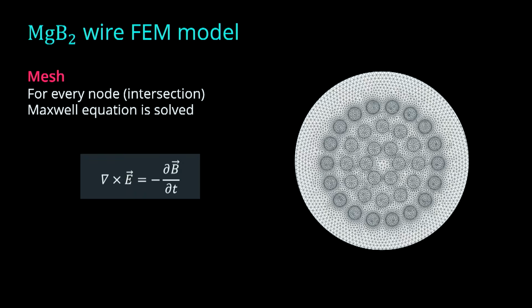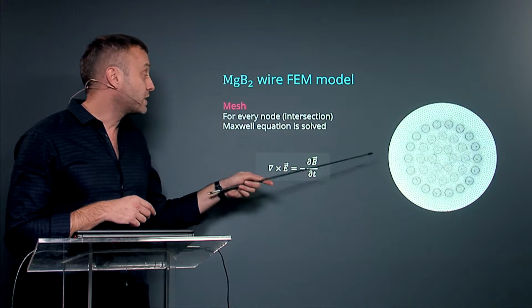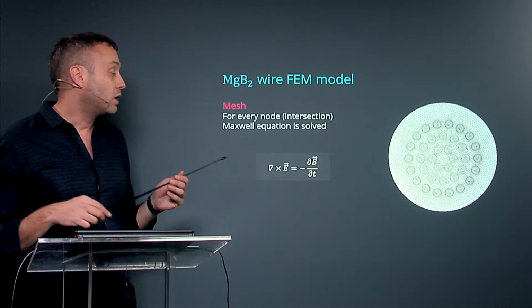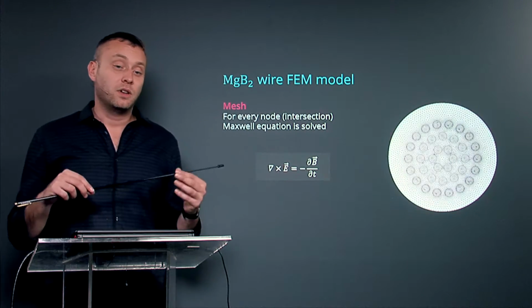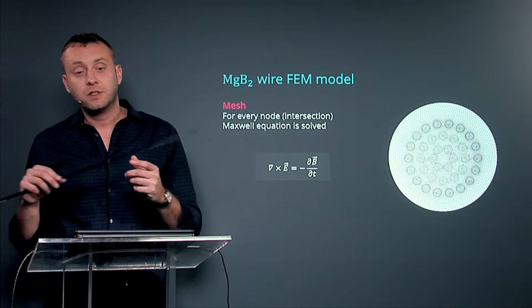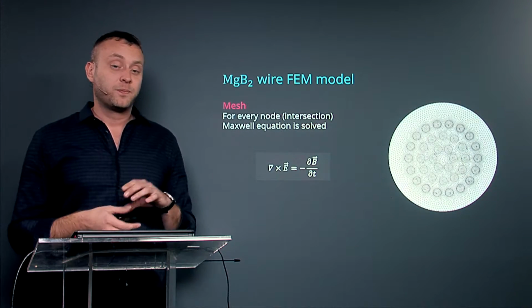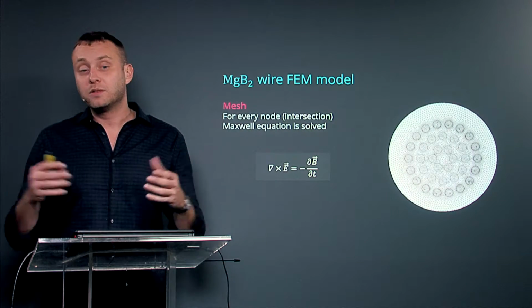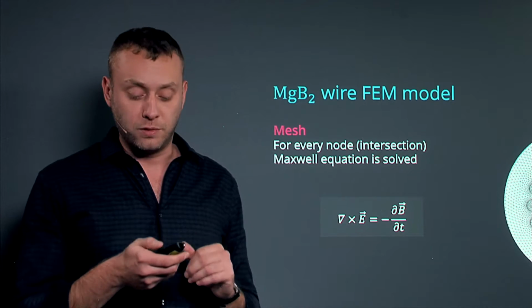This numerical technique requires the division of the whole model into small sections. You see this mesh, this net. On every intersection, for every node, this Maxwell equation is solved, involving the parameters we defined earlier. So the result takes into account the specific local parameters of the material involved.